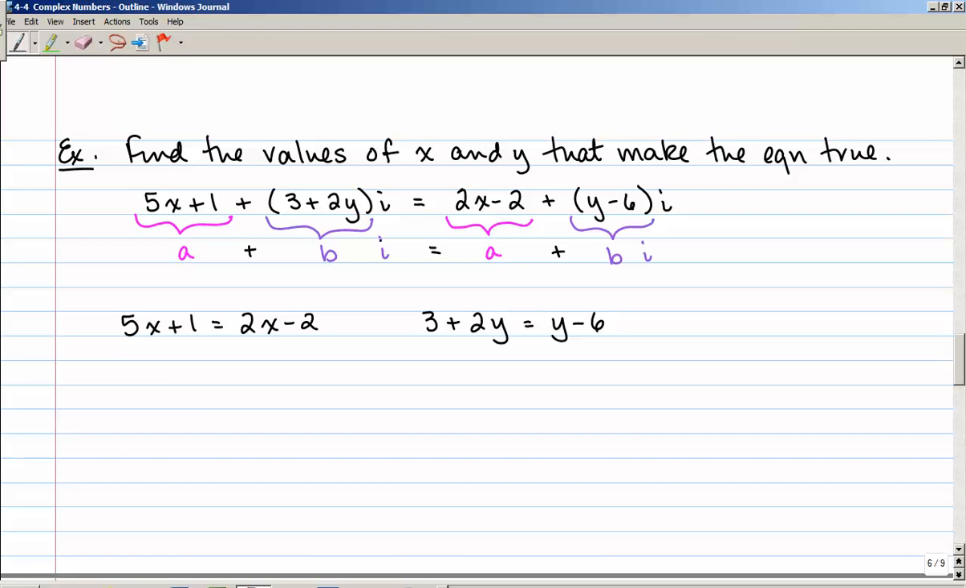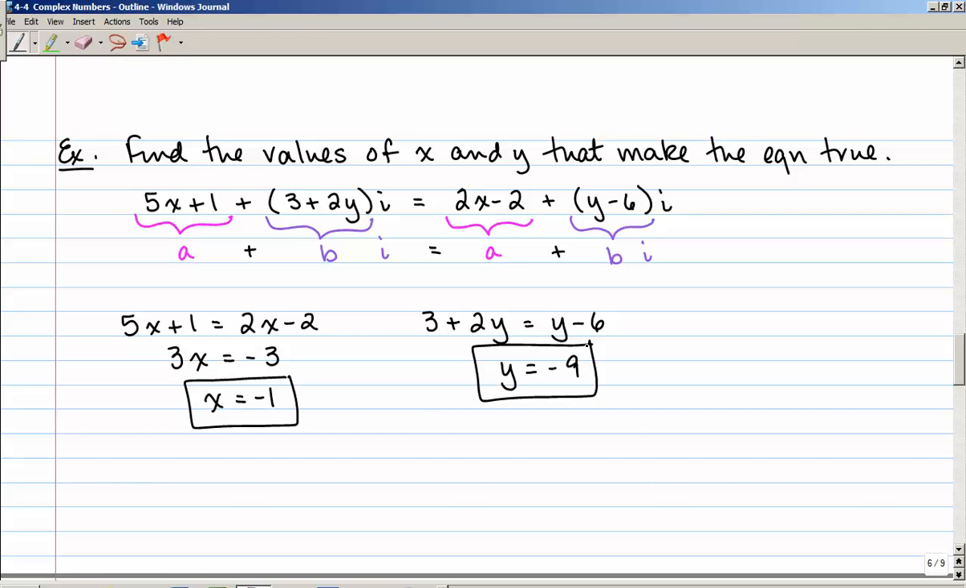I took the two purple parts and set them equal to each other, and now it's very straightforward to just go ahead and solve, in this case for x. And in this case for y. So what is this saying? When x is -1 and y is -9, the two sides of the equation are the same. This complex number equals this complex number. The trick to doing this problem is to recognize what's the real part and what's the imaginary part on each side of the equal sign.